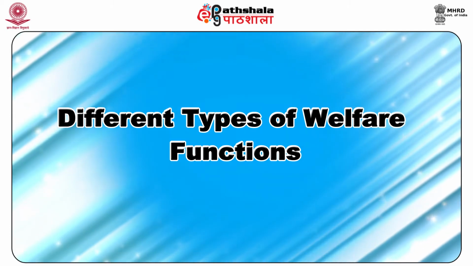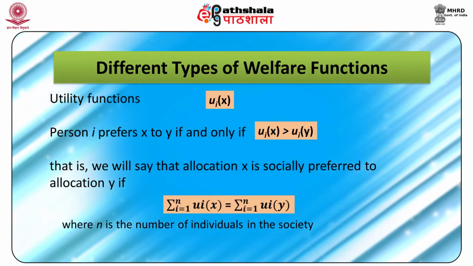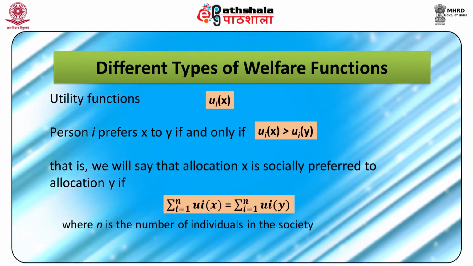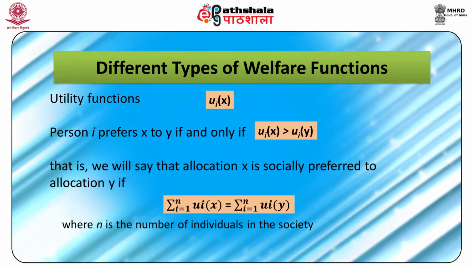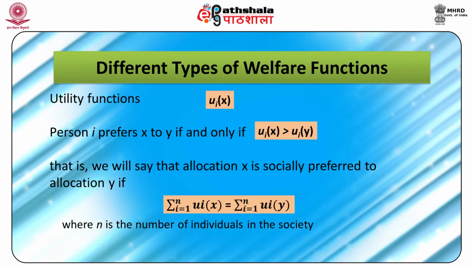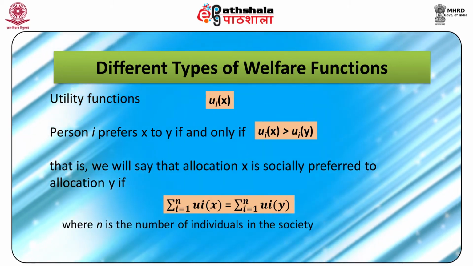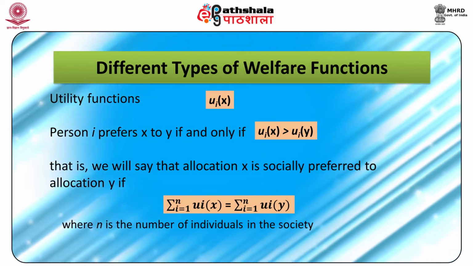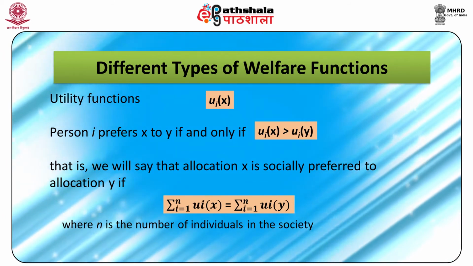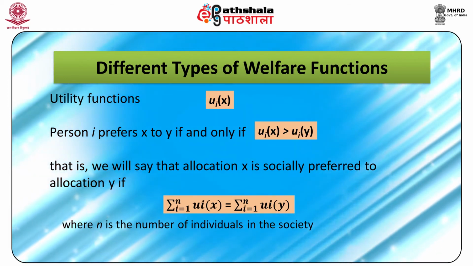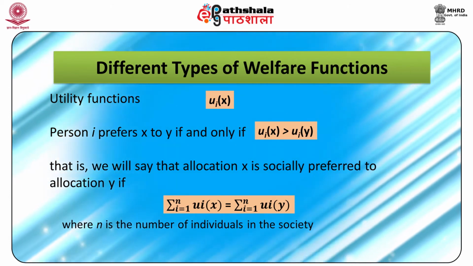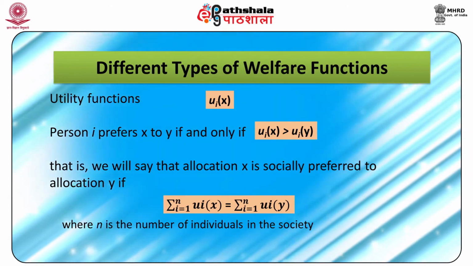Different types of welfare functions. Given the preferences of each individual i over the allocations, we can construct utility functions u_i(x) that summarize the individual's value judgments. Person i prefers x to y if and only if u_i(x) is greater than u_i(y). Let us pick some utility representation.